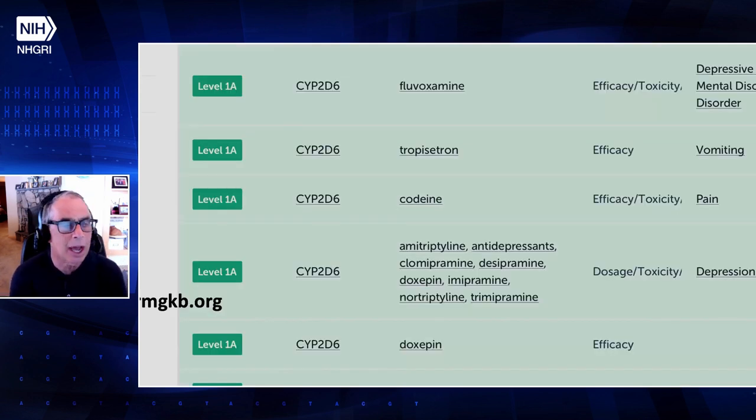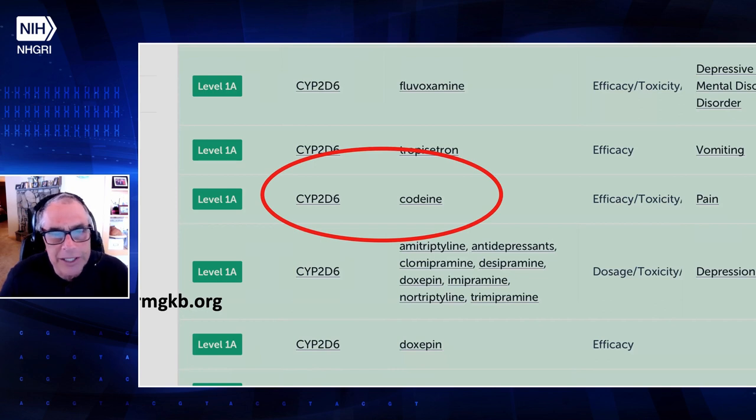So PharmGKB.org, you can see it's cut off here, is the resource supported by NHGRI and others. It's about 21 years old, and it's filled with information about drugs that interact with genes. So for example, codeine, one of our favorite pain relievers, is significantly metabolized by CYP2D6. This is an example of the data in PharmGKB. On the left, you see it's level 1A, which means we have very good evidence for this interaction. And this is going to be the example gene, CYP2D6, that I talk about in today's talk, and a little bit in the context of codeine.